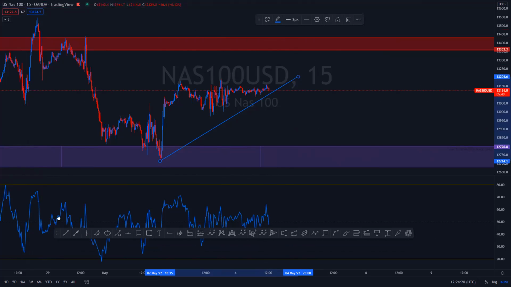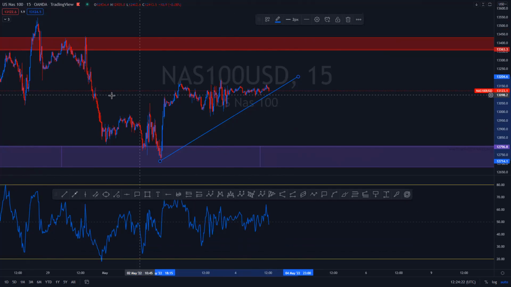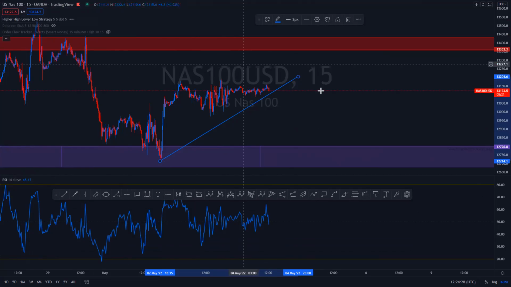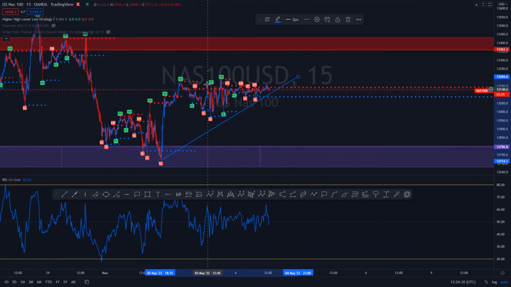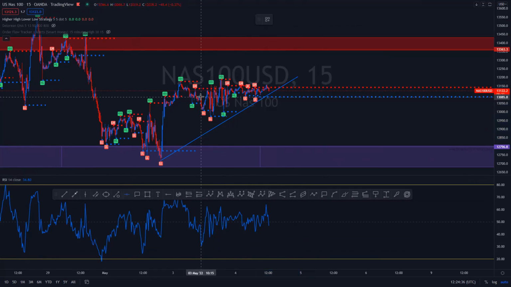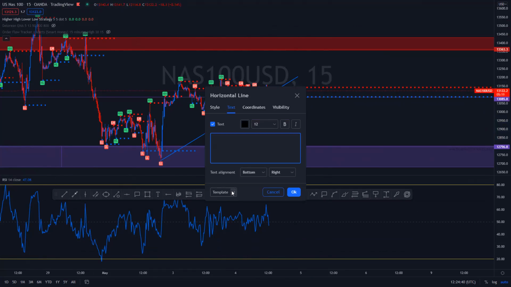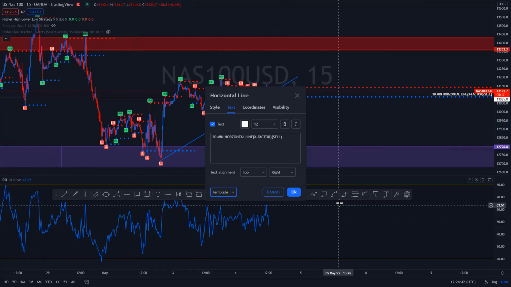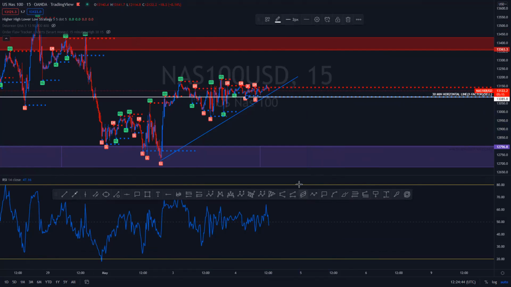The very next thing I want to do is turn on my higher high and higher low strategy indicator. And as you can see, where the most recent low and the most recent high are. Then what I like to do is put my X factor lines, because this is what helps me determine which way price is going to break out and go. There's going to be an X factor line, sell, there.